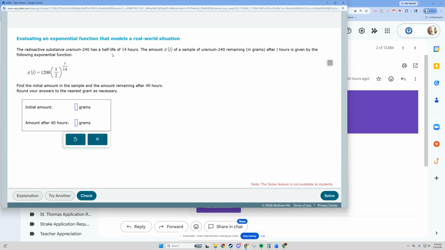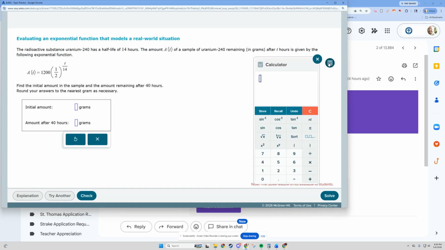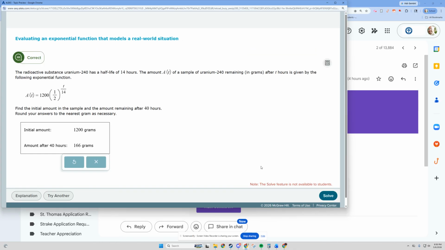Perfect. This is 14 hours, so after 40 hours, it's decaying over time. We know it is initially 1200. After 40 hours, I can actually just type the whole thing just to show you it still works. Go right, boom. What if you just, like, can we copy paste that? No, okay. To the 40 over 14. We don't have to simplify, it's going to do it for us. So that's 166. Check it. Bang, you know it's right.